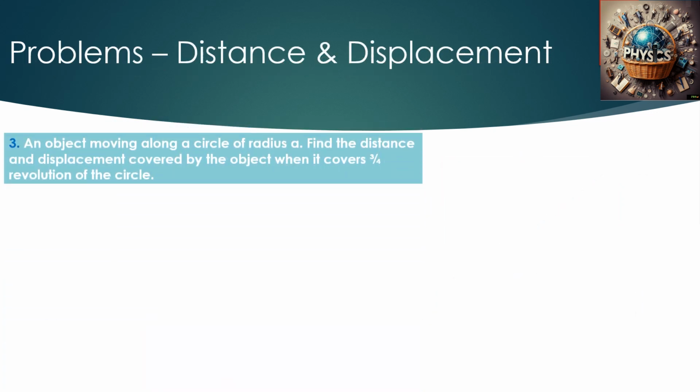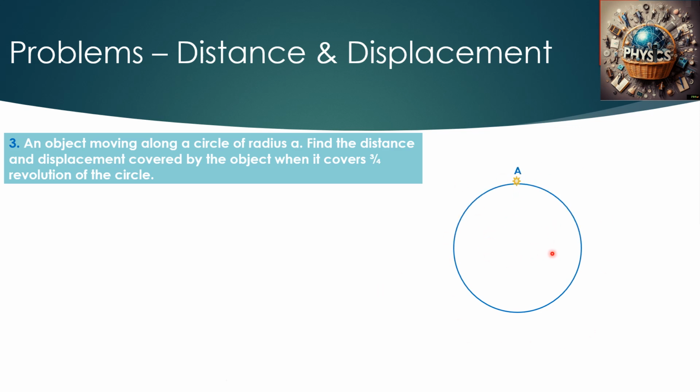Let us attempt another problem. An object is moving along a circle of radius a. Find the distance and the displacement by the object when it covers 3/4 of the revolution of the circle. It is very good to draw a diagram to visualize what things undergo here. So here we see a circle.